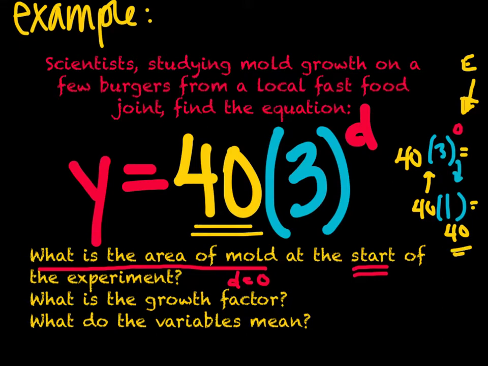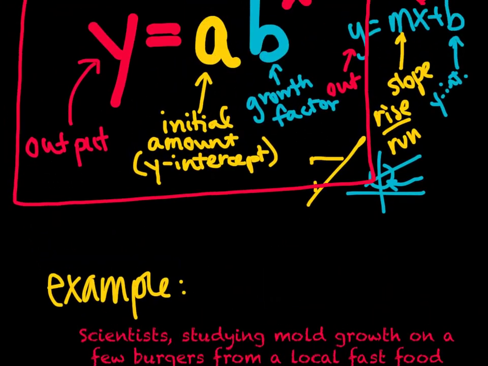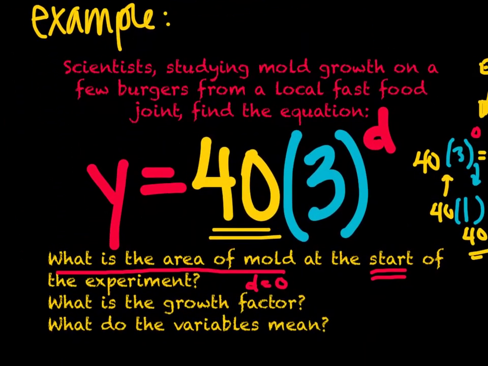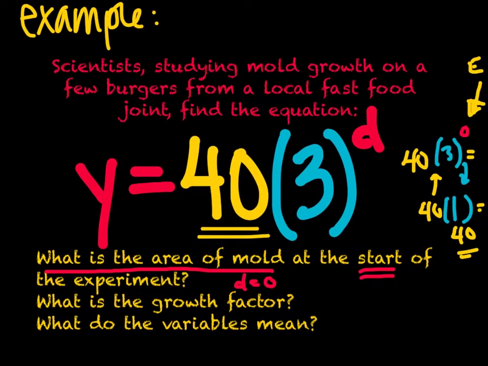Now it's officially 40, and we can all buy the argument that this value of 40, that position of a within our equation right here, is our initial value. So therefore we can say, what is the area of the mold at the start of the experiment? We can say 40, and I'm going to say this is millimeters cubed. I should have added that on there. Millimeters, actually millimeters squared. Sorry, millimeters squared.